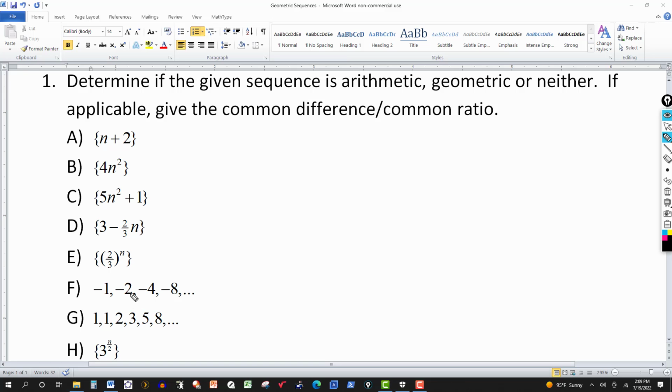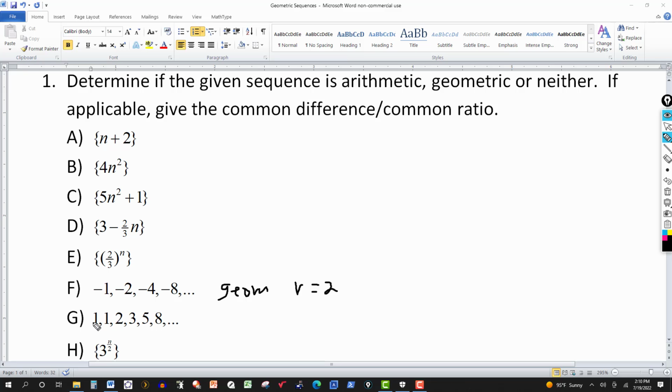By the way, you can see that if I take any two terms and subtract them, I don't get the same thing. So it's not arithmetic. Is it geometric? Well, let's see, negative 2 over negative 1 is 2. Negative 4 over negative 2 is 2. Negative 8 over negative 4 is 2. So this one is geometric, and the common ratio is 2.